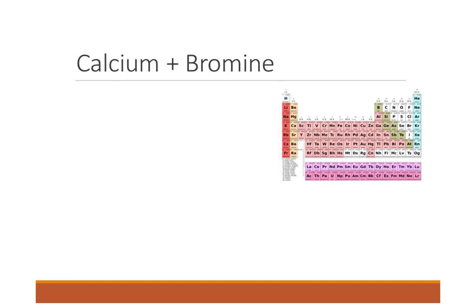How about calcium and bromine to form calcium bromide? So again, calcium's over here in group 2. So calcium as a neutral atom is going to have 2 electrons. Bromine is way over here in group 17. And so it as a neutral atom is going to have 7 electrons. It only needs 1 more to make the 8 valence electrons, an octet. So calcium is going to give up its 2 electrons, and that will turn calcium into a positive 2 ion, just like we just did with magnesium.